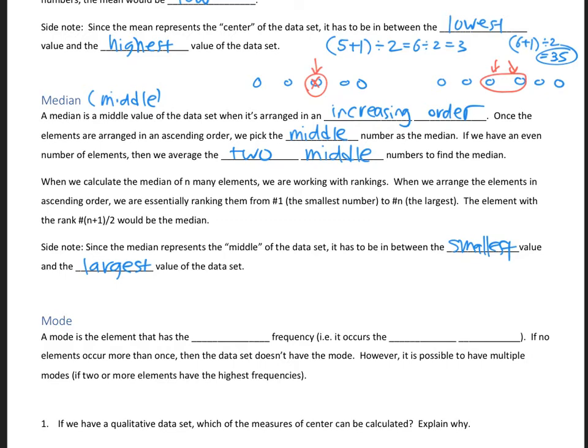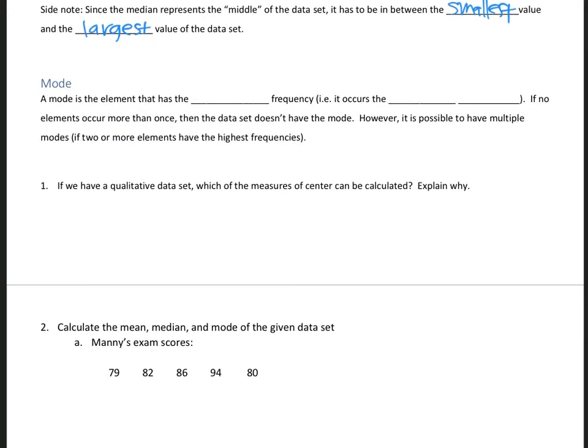All right, let's look at the next one, the mode. A mode is the element that has the largest or the highest frequency. In other words, it occurs the most often. So if no elements occur more than once, then the data doesn't have a mode. Like mean and the median, every data set has a mean and a median. Sometimes the data set has no mode because none of the elements occur more than once.